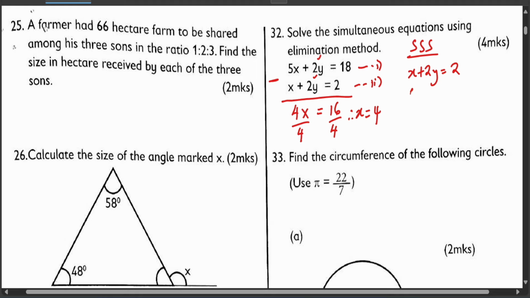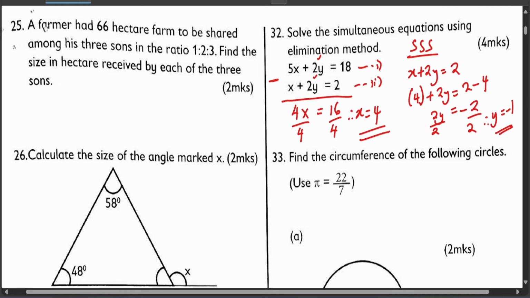Pale ambapo kuna x uta substitute 4, so 4 plus 2y equal to 2. 4 peleka the other side itakuwa ni negative, so 2 negative 4 which is negative 2 divide by 2, y is therefore negative 1. So if x is equal to 4, y is equal to negative 1. So waweza ukasubstitute kwenye equation, or any of the equation it can fit in quite properly.